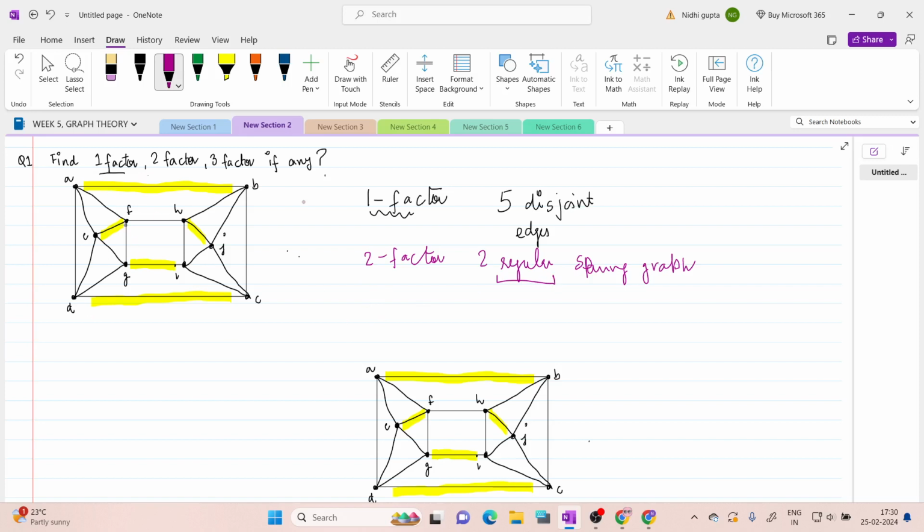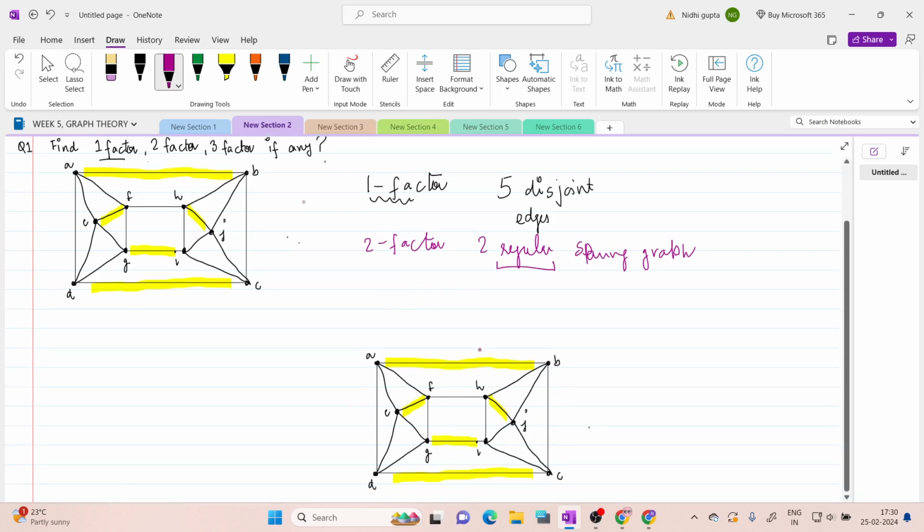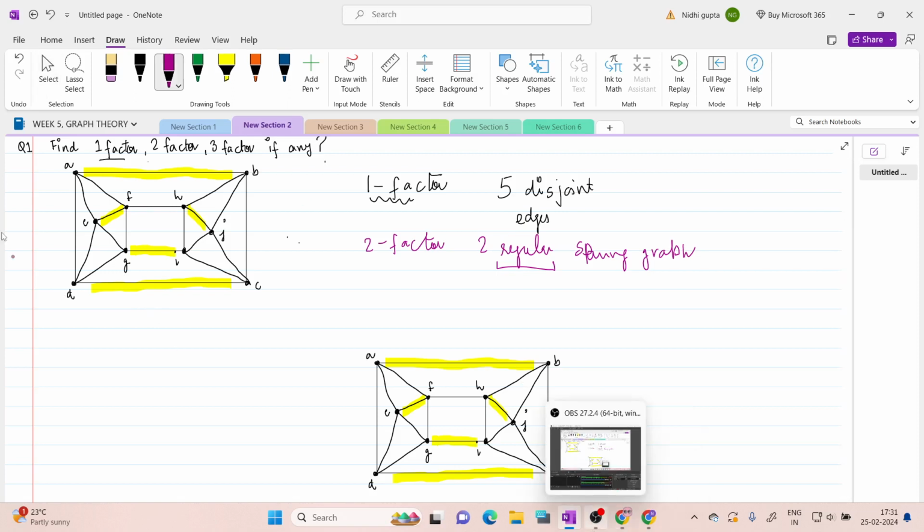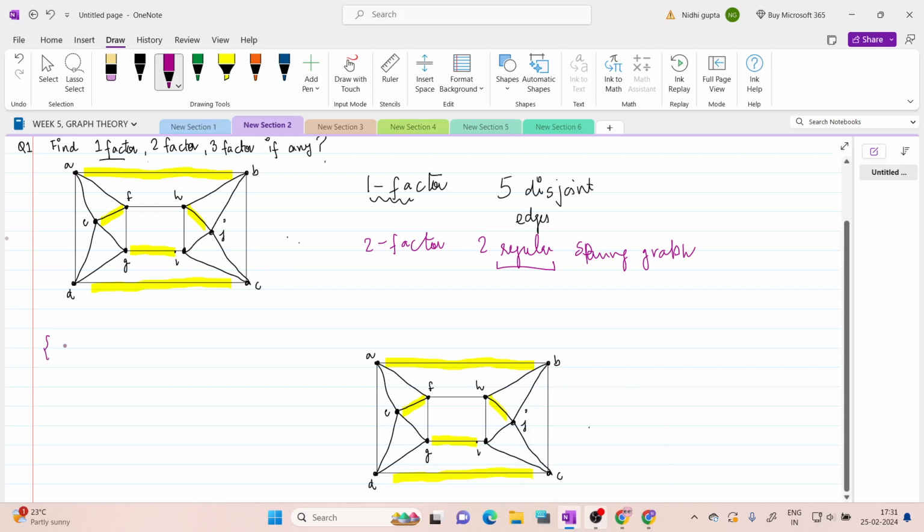So if we have to find a two factor, can we take the inner square and outer square? No, no. In that, C and J are also there in the inner. Yes, that is A, C, D. Yes, okay. So there is one, A, C, D. FGHI. So you are saying ACD.